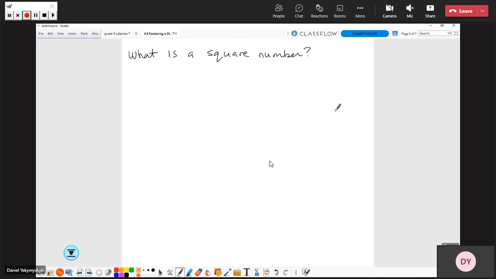Yeah, 25 is a great example. So we say example, 25. How do you know 25 is a square number? Yeah. So we could say it's a square number. It's the result of multiplying something by itself. Right? The result of that.